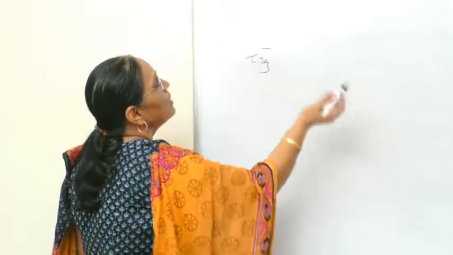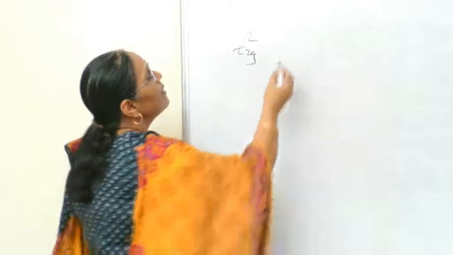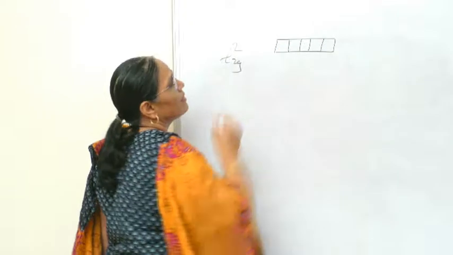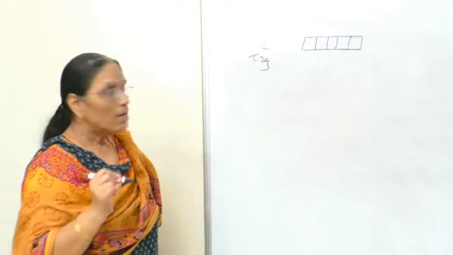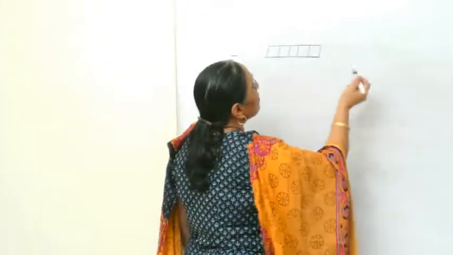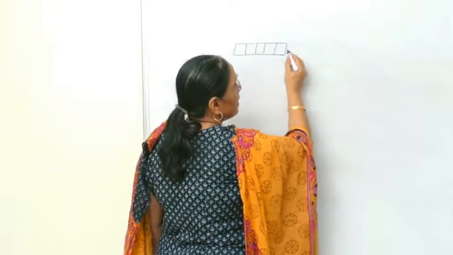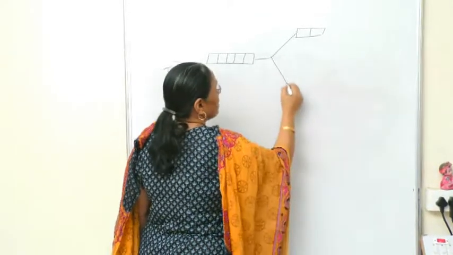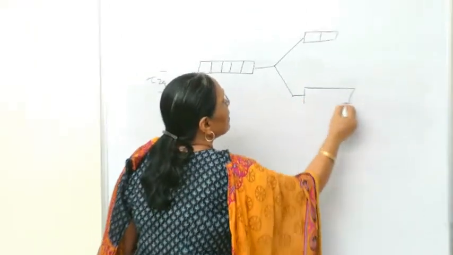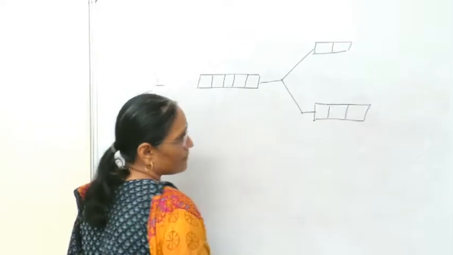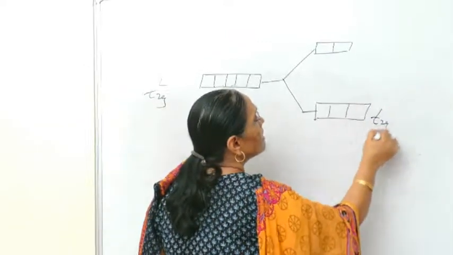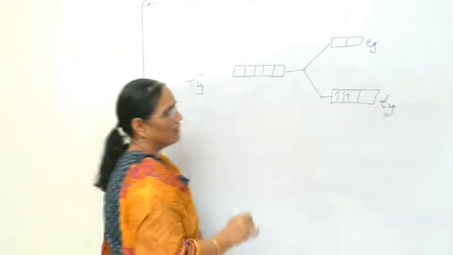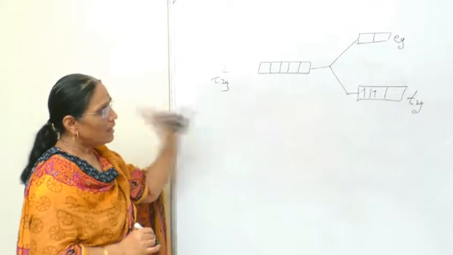t2g is triply degenerate. You know that the set of 5 d orbitals, which is degenerate in the free metal ion, when the metal ion forms a complex, gets split into a higher energy set of 2 orbitals and a lower energy set of 3 suborbitals. The lower energy set is called t2g and the higher one is eg. So 2 electrons in t2g, so the configuration is t2g2.